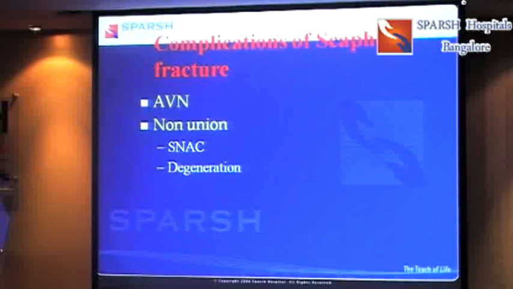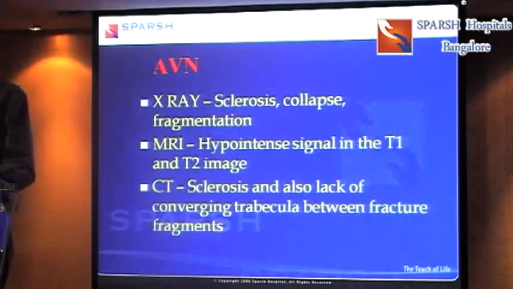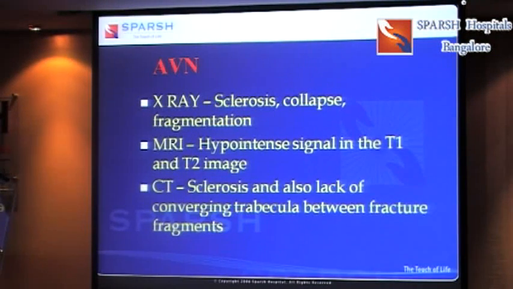Let's go through some complications that we commonly have to know about, AVN and non-union. Okay, I'm not going to go into detail about SNAC and degeneration because there's a talk on carpal instability later on. Okay, so AVN, again, investigation: X-ray, MRI or CT scan. Only in advanced stages do you see all these findings, sclerosis, collapse and fragmentation. But MRI is a bit more specific to identify AVN, where you see hypointense signal in both T1 and T2 images. And CT will be useful for identifying sclerosis and also seeing the trabecular pattern of the fractures. Okay.